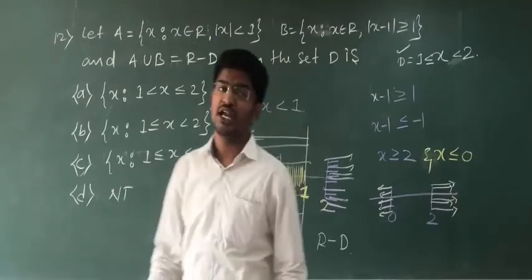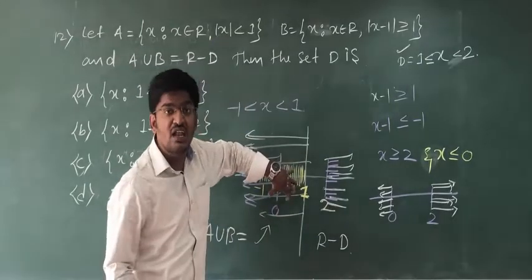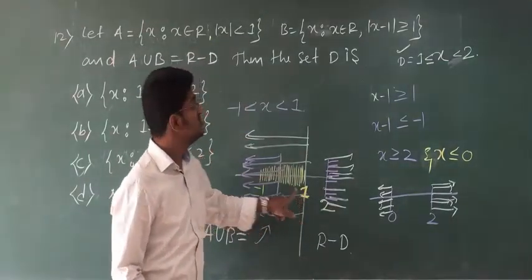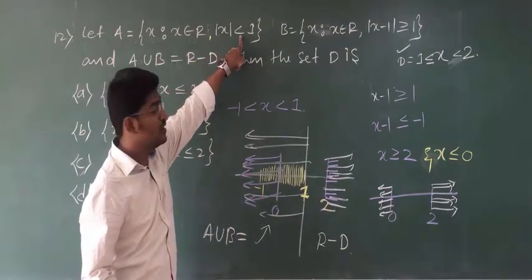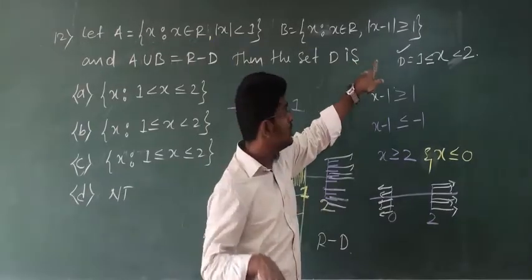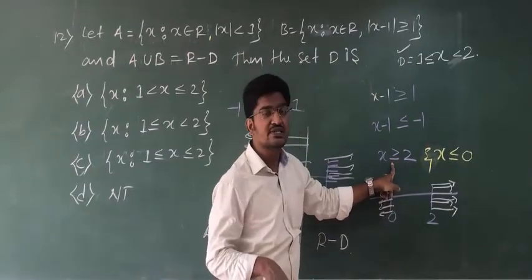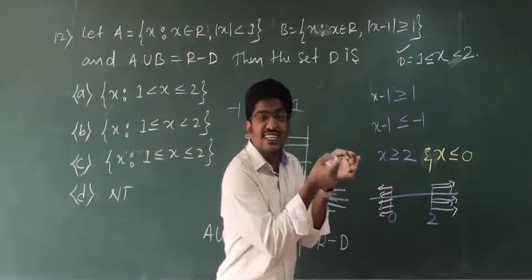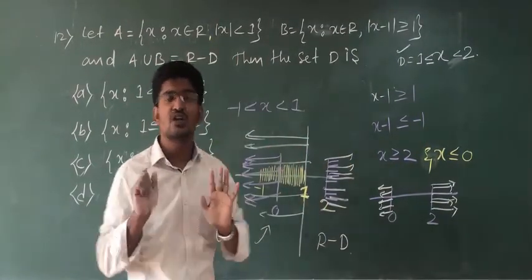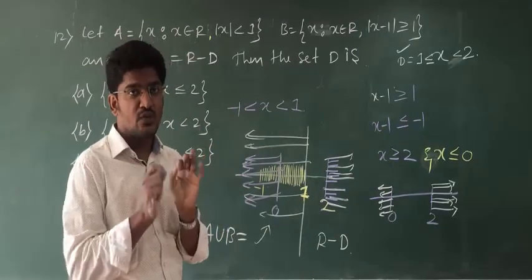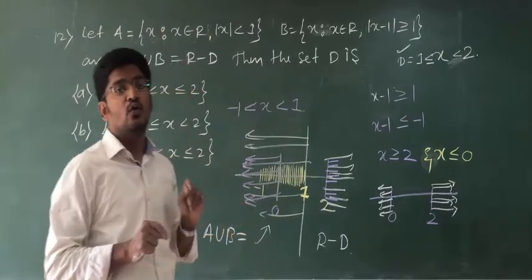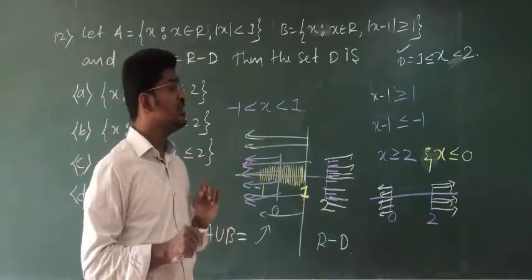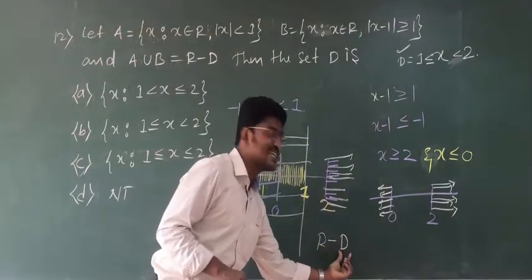Are you getting my point? Because in our union 1 is not present. Just because, see this, it is an open interval. In our union 2 is included. Just see this, because it is closed. 2 is in our A union B. 1 is not in our A union B. So that's why 2 will be not in D. 1 will be in D. Clear? What is the D set?